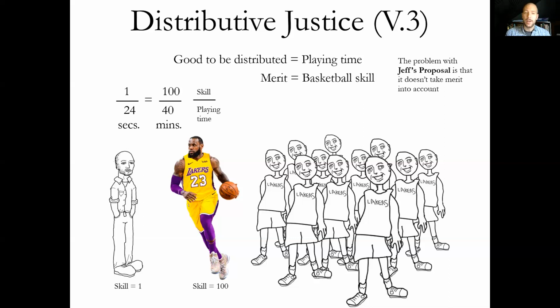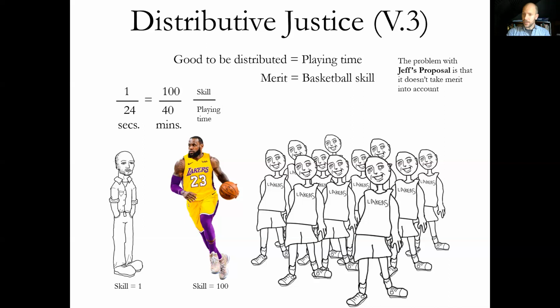Justice, in fact, requires that LeBron James gets more because he has much greater merit. It would actually be unfair, unjust, if everybody got equal playing time, according to Aristotle. It would be unfair to LeBron James if he had just as much playing time as me. Yeah, that's what Aristotle is saying. And so justice can actually require unequal distributions in this sense. I only get 24 seconds. LeBron James gets 40 minutes.